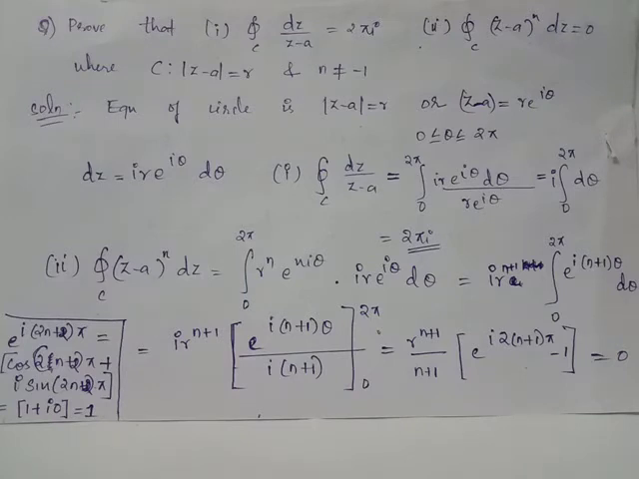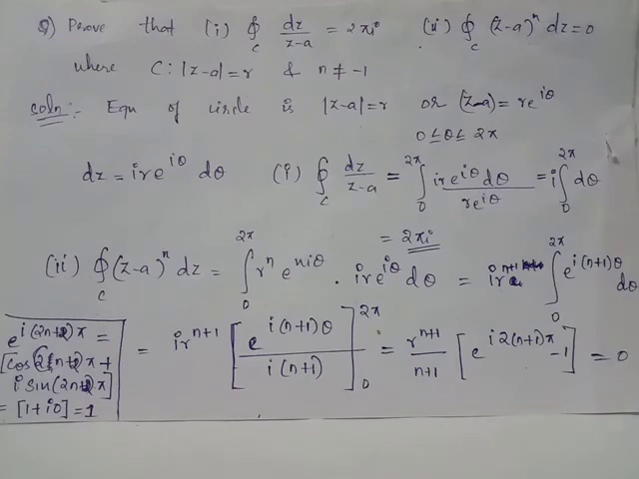When you give the upper limit, you obtain e raised to i 2 (n plus 1) pi. This can be expanded using Euler's identity, which becomes cos 2 times (n plus 1) pi plus i sine 2 times (n plus 1) pi. We have cos (n plus 1) 2 pi becomes 1, and sine (n plus 1) 2 pi becomes 0. Therefore, e raised to i 2 times (n plus 1) pi becomes 1.